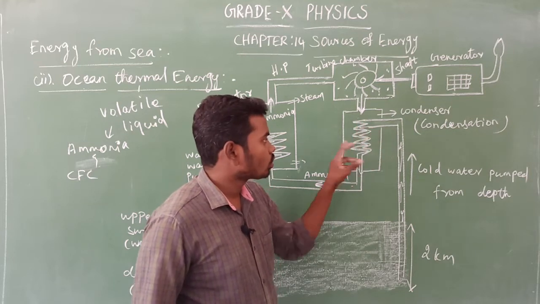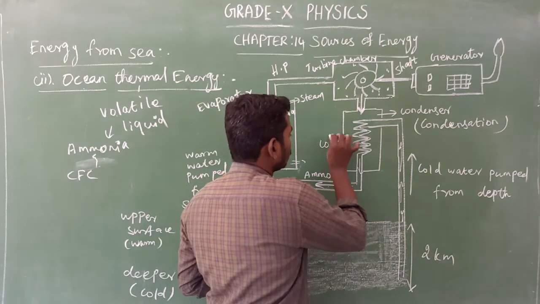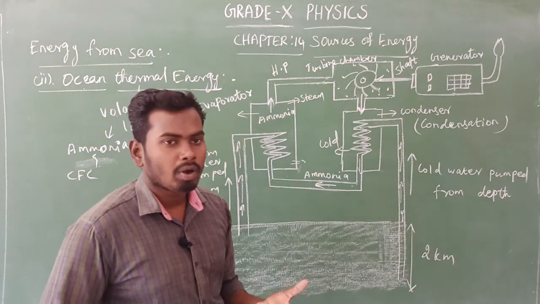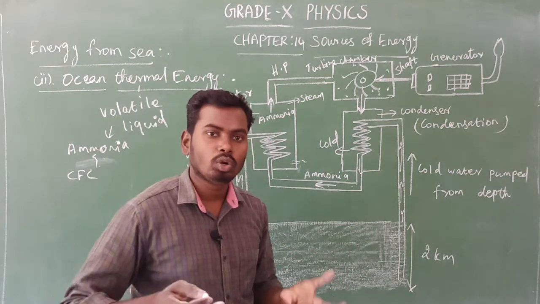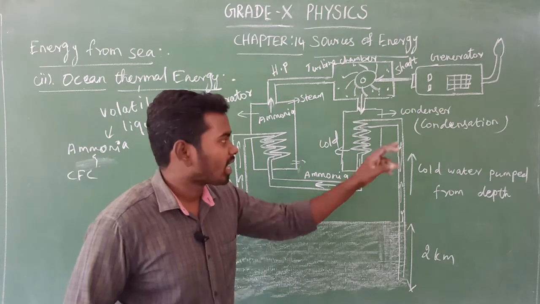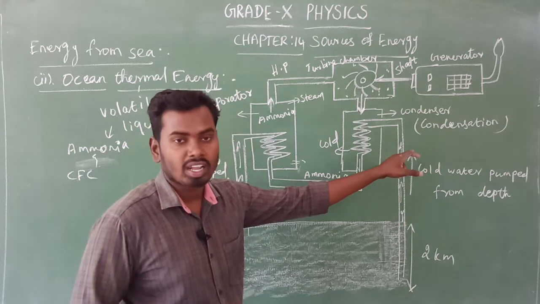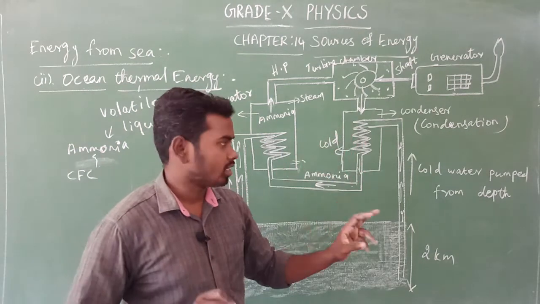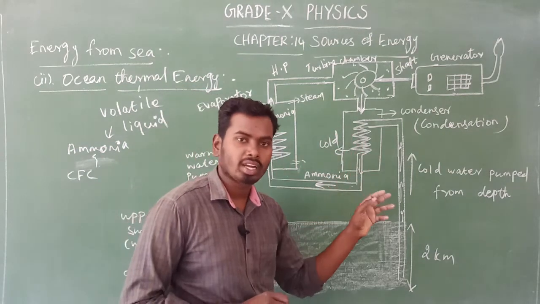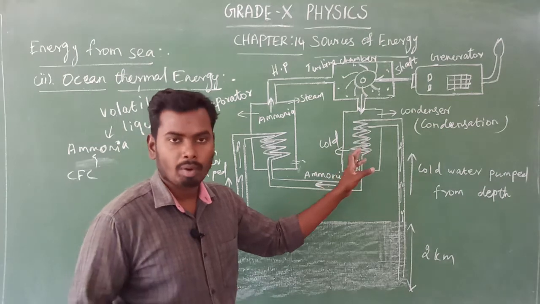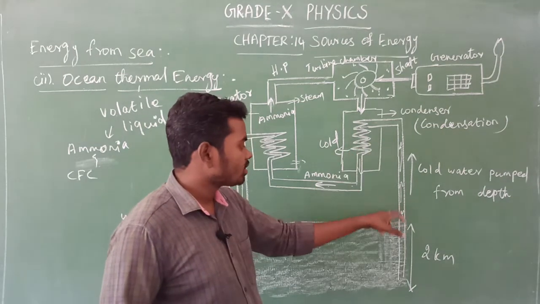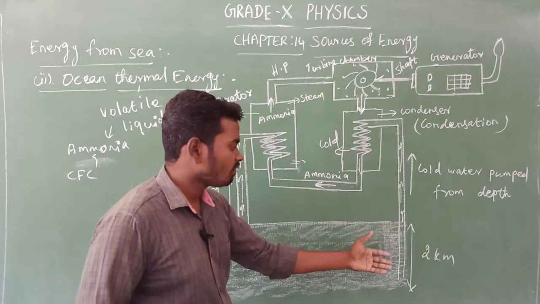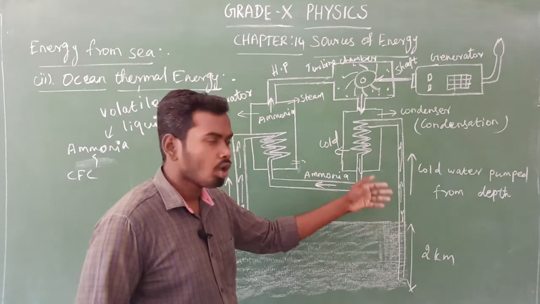So due to this cold water, the vapor form of ammonia again changes into liquid form of ammonia, because the condensation process is happening here. Already we know what is condensation. Vapor changes again into liquid, that is condensation. So the vapor form of ammonia changes into liquid form by this cold water, which is pumped from very deep inside the ocean.